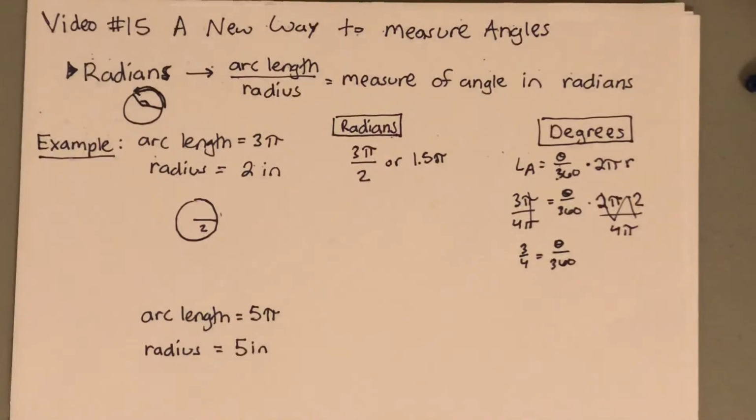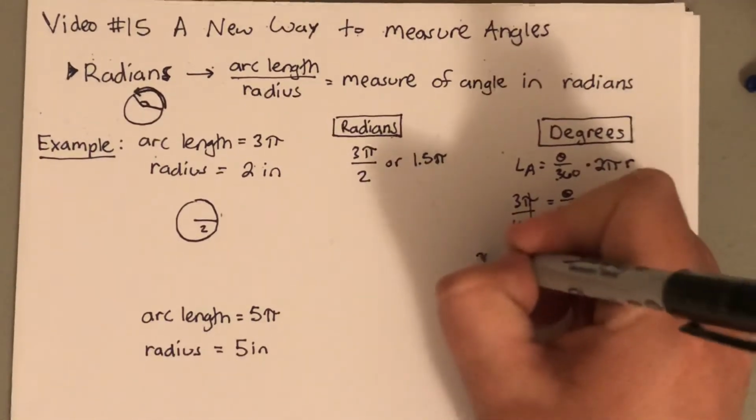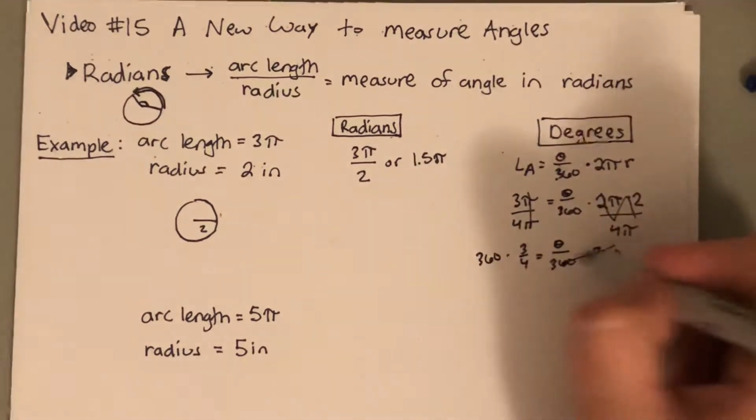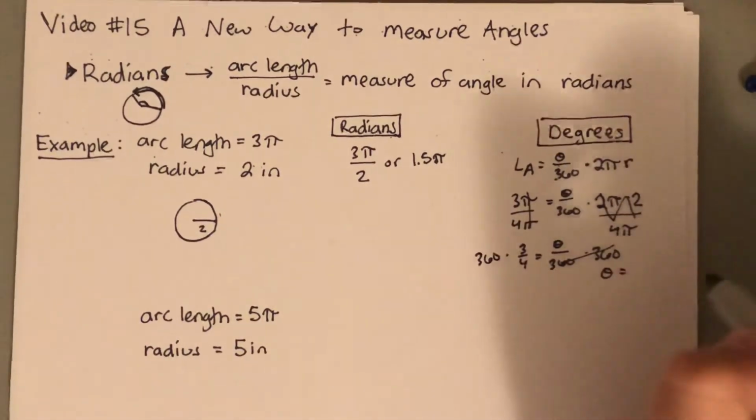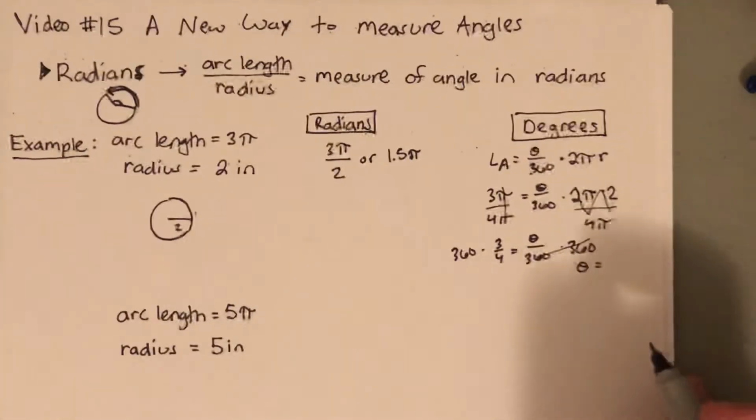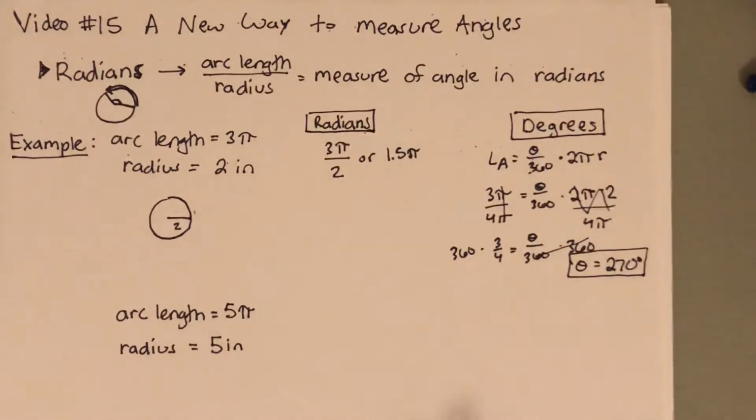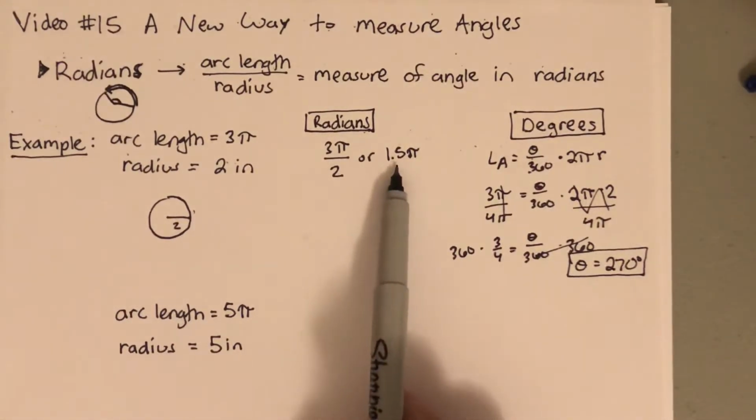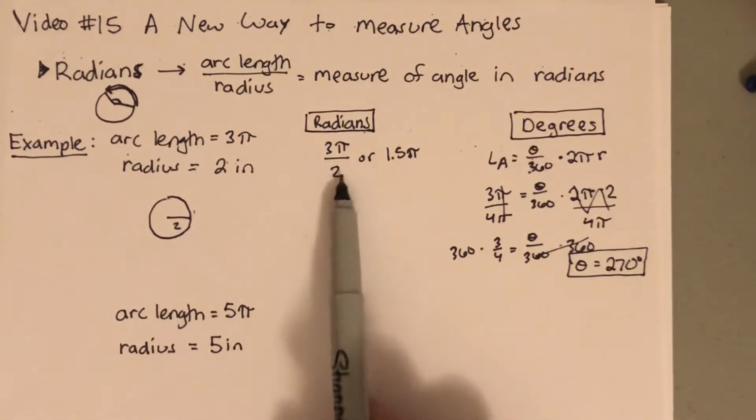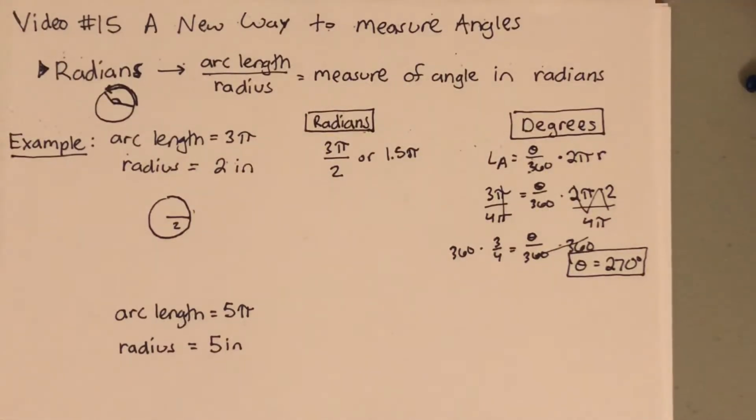theta over 360. Multiply both sides by 360. That cancels out. And then if you take 360 and you times it by 3/4 or 0.75, you get 270 degrees. So that gives me a comparison. 1.5 pi radians, or 3 pi over 2 radians, is equivalent to 270 degrees.